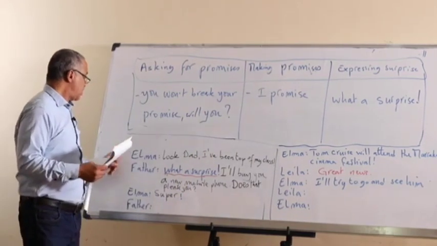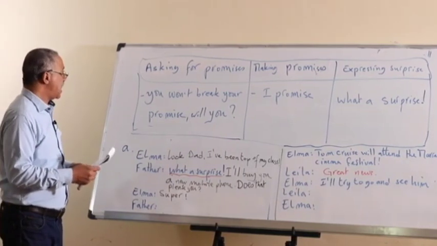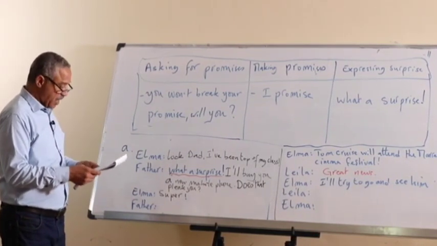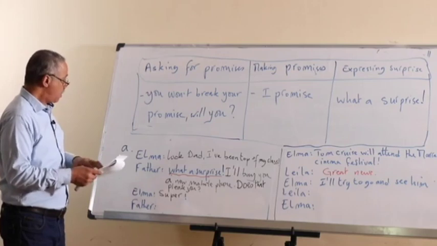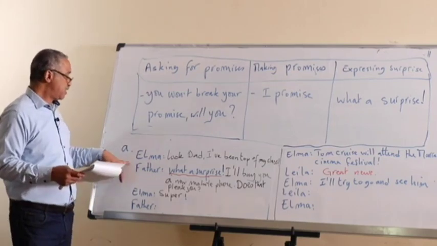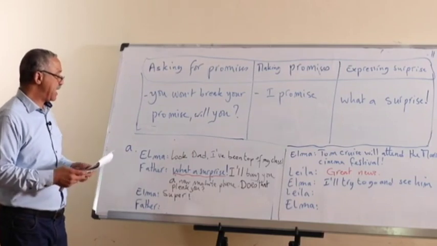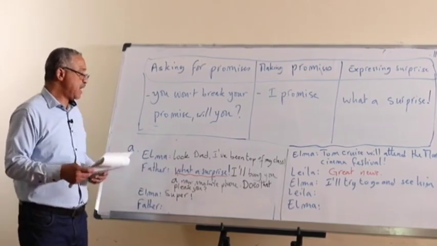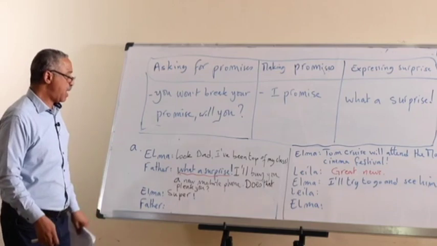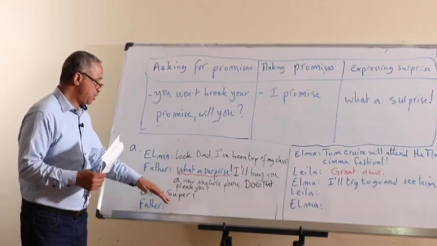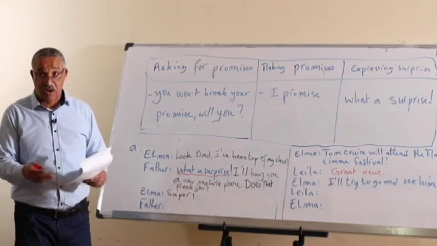All right? Now let's go to the exercise which comes right after the chart of comprehension, which follows the conversation. Now here, a conversation between Ilma and her father. Look, I've been top of my class. Father says, what a surprise. I'll buy you a new mobile phone. Does that please you? Super. And here she will ask for a promise.